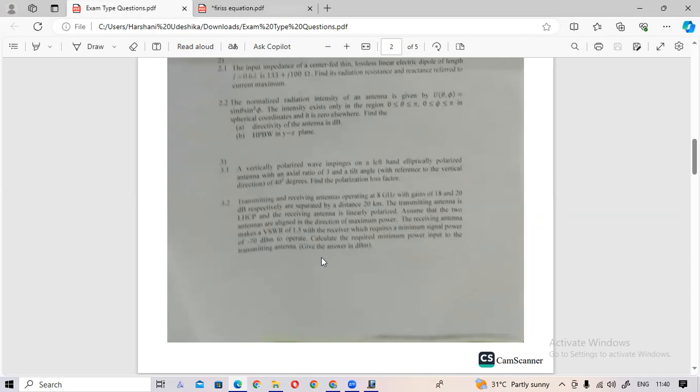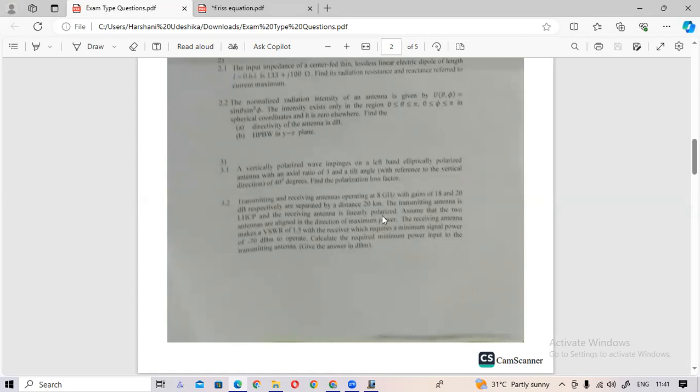So you have to use this equation. You can see that here the minimum signal power is given, and you are asked to find the required minimum transmitted power. So you are asked to find the P in here, and the frequency is given as 8 gigahertz. Then the antenna gains are also given in dB, and the distance is also given. Here the polarization factor is also there, but in your question, the polarization factor may not be included.